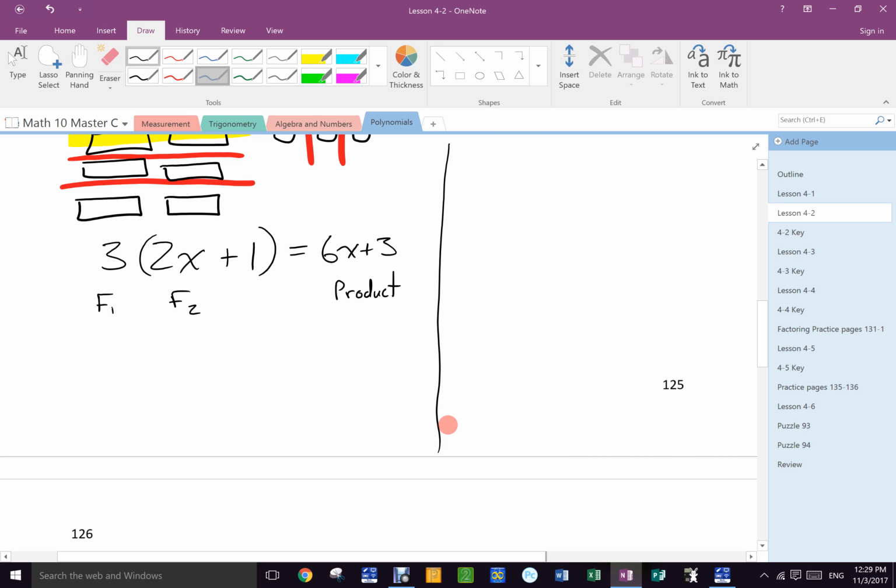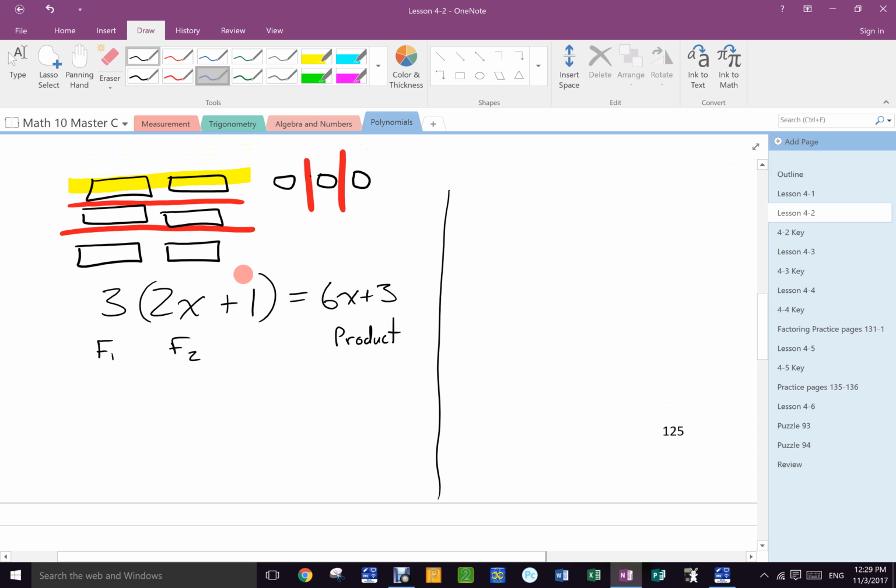The bottom of your page. Everybody understands how we got it with a picture, yes? Okay. Now I want you to think about this.